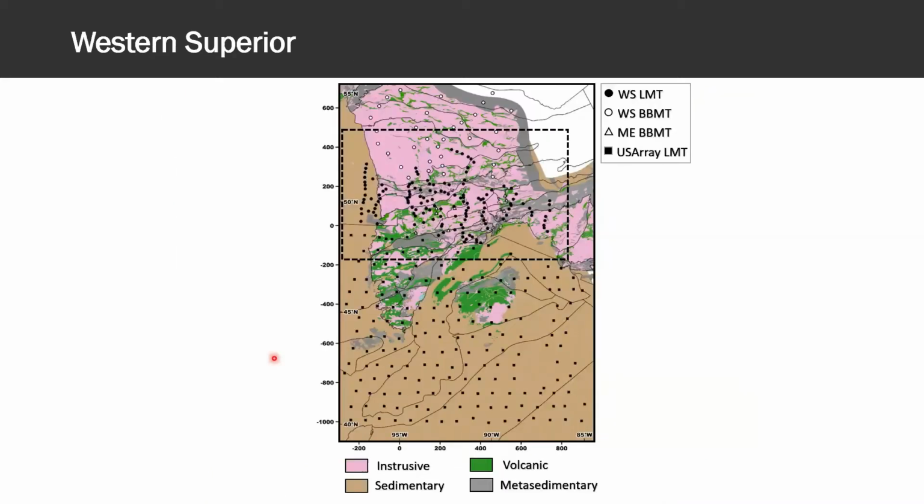For the rest of the presentation, since we don't have time to go through every image feature, nor would they all necessarily fall within the things we're really interested in, I'll just be focusing on what's inside this black dashed box here, in the center of the Western Superior.